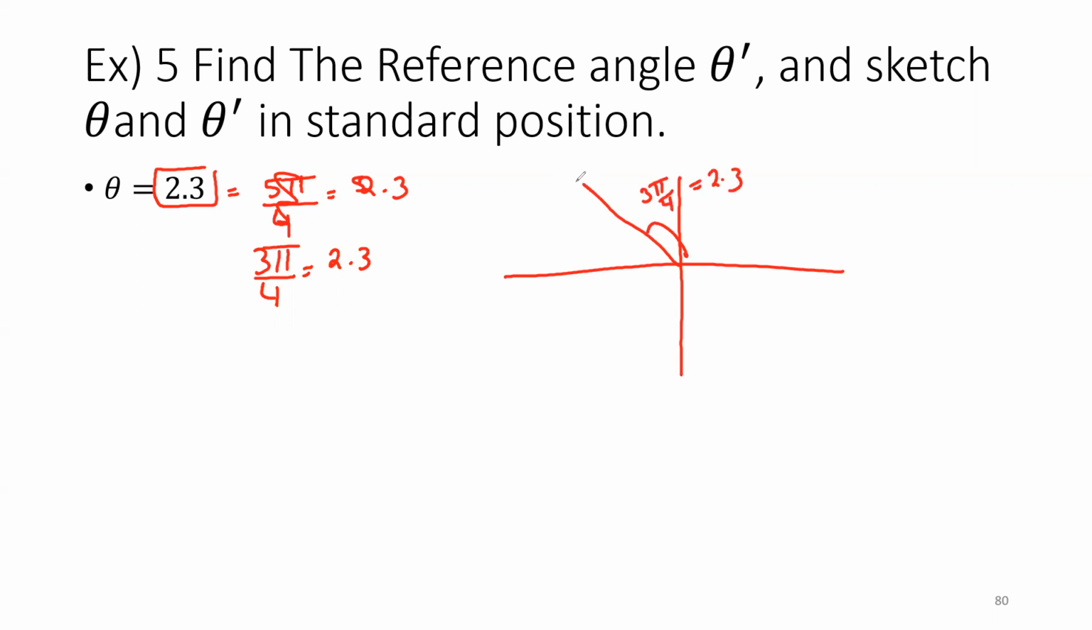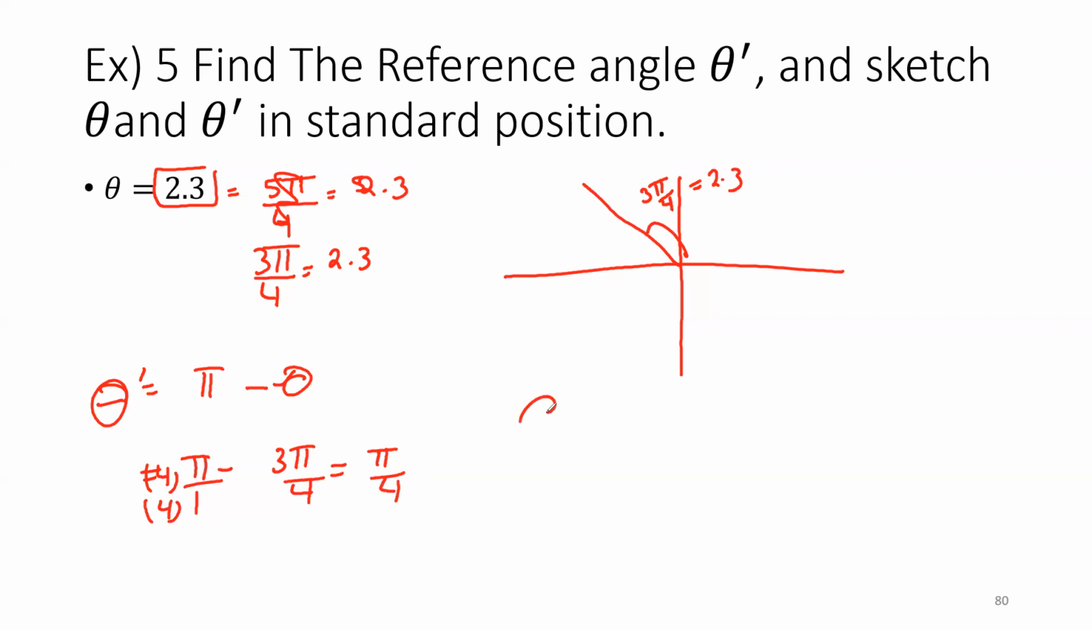So you're technically in quadrant 2. So to find the reference angle, it's going to be pi minus theta. So it's pi minus 3 pi over 4. Multiply this by 4. So that's 4 pi minus 3 pi, which is pi over 4. So your reference angle is pi over 4.